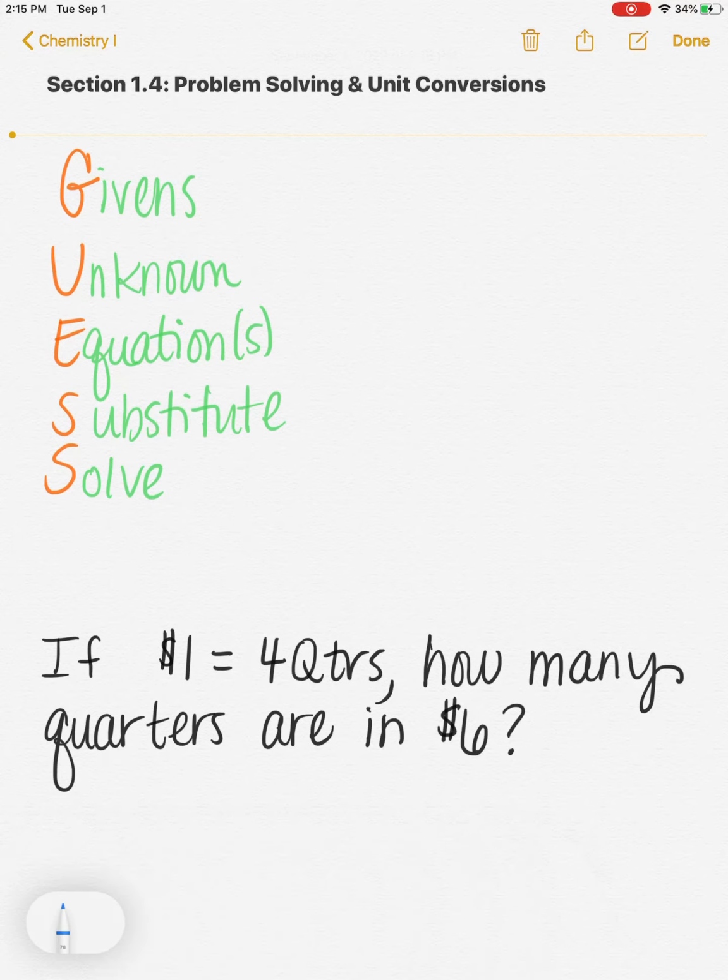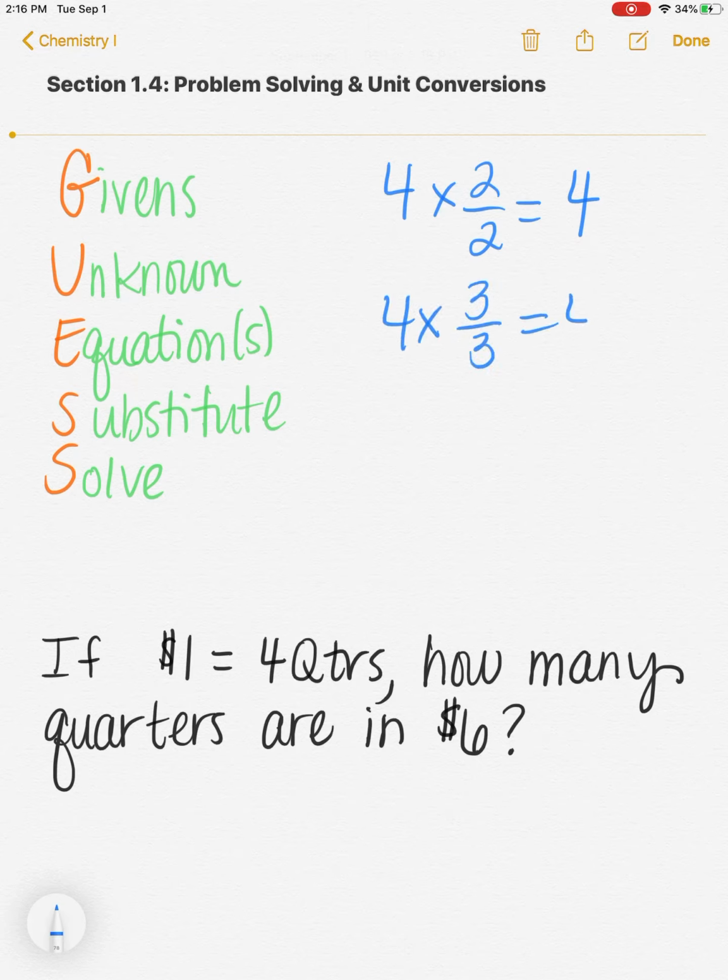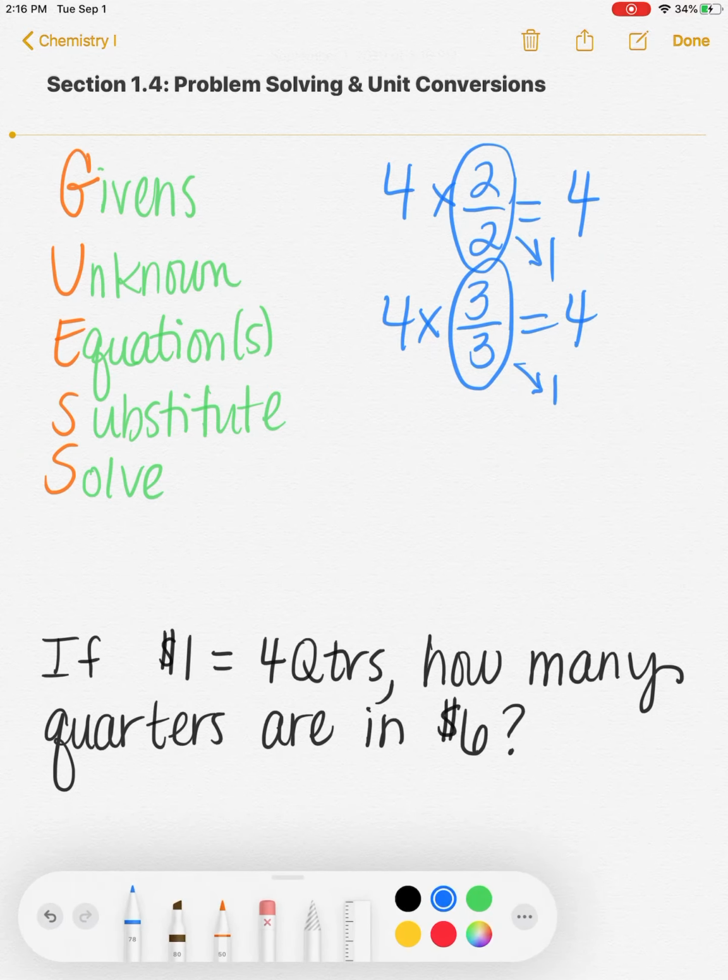All right, so then we discussed in math, you learn things like this. 4 times 2 over 2 is going to equal 4. 4 times 3 over 3 is going to still equal 4 because any fraction that's a number over the same number is equal to 1.